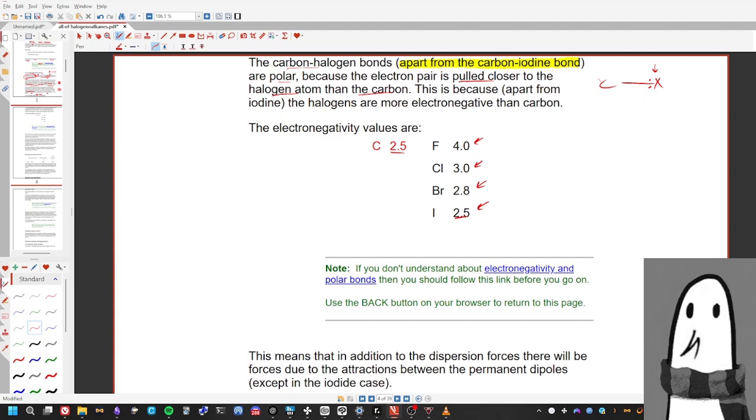The rest are, fluorine is going to be your most electronegative, so the most polar, and bromine is going to be your least polar. And this is not even polar. This is not even polar. Okay, this is a non-polar bond.